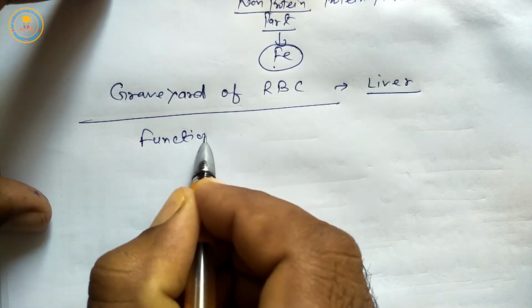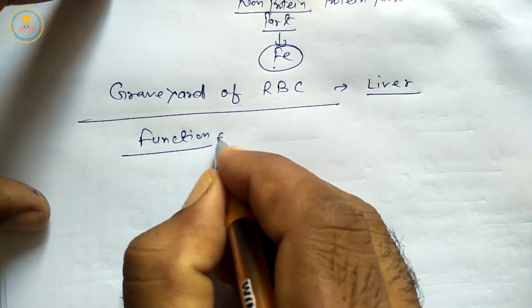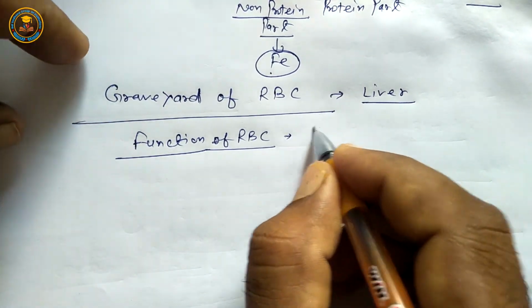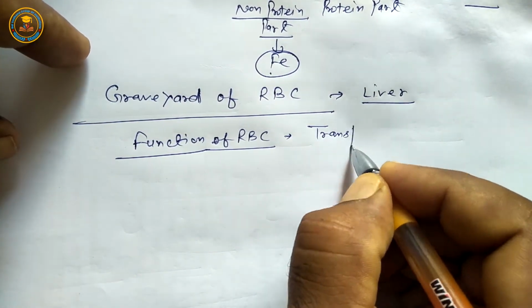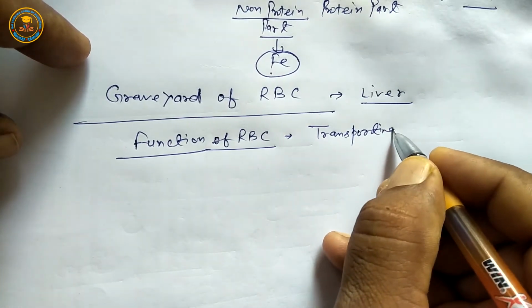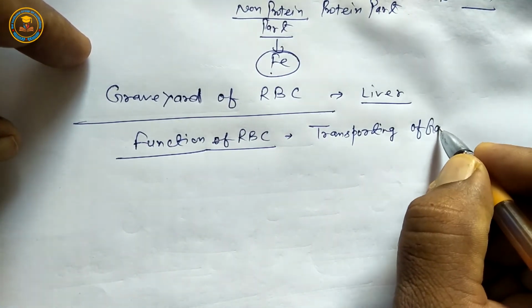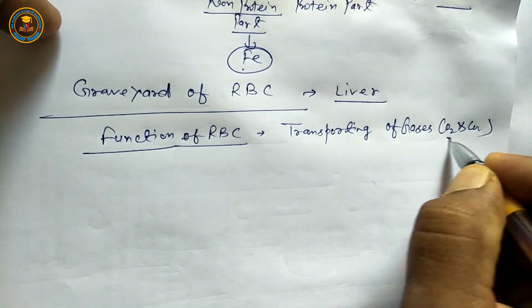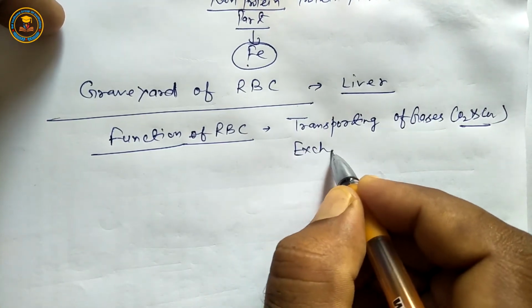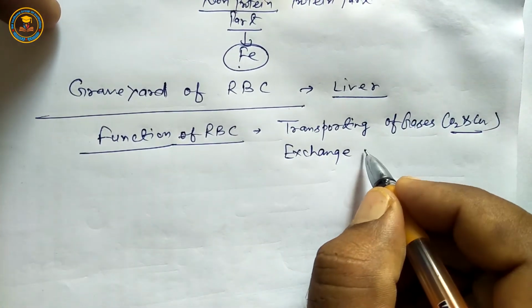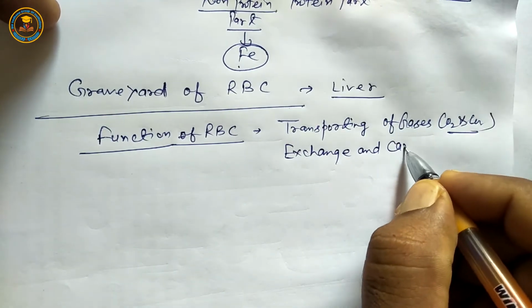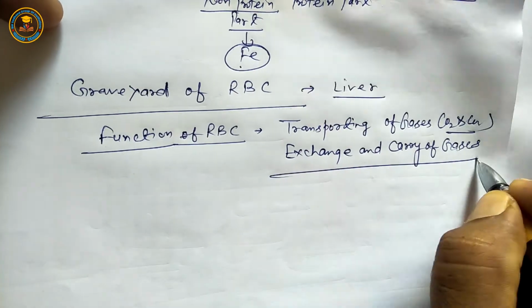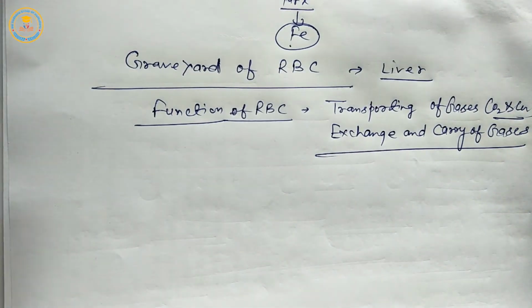Function of RBC is transporting of gases, it means O2 and CO2. Next is exchange and carry of gases, mostly carry of oxygen.